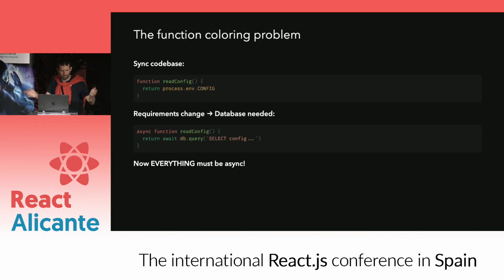But then some change of requirement happens, and now you need to retrieve the value from a database. That means you have to change all of the functions that invoked that readConfig function into async ones. And that usually isn't so great to do. So usually what people end up doing is basically saying everything is async, which again is not good.